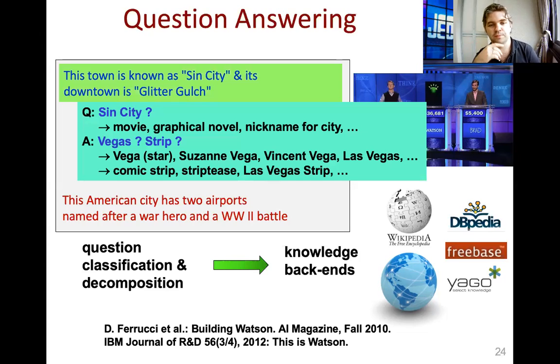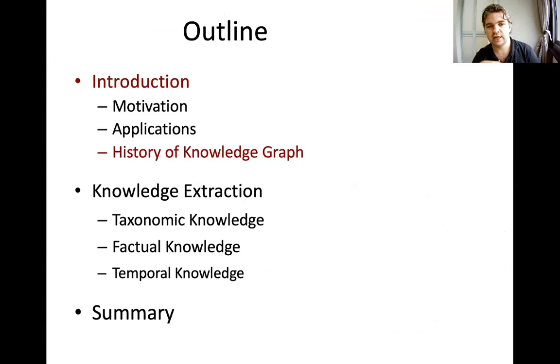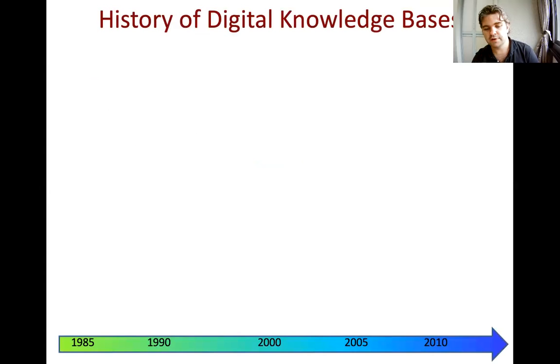So the question was Sin City, right? It's a movie, it's a graphical novel, a nickname for a city, etc. And the answer is Vegas Strip, right? But how does this inference get done in the backend of this inference system? So the knowledge graph has a history.